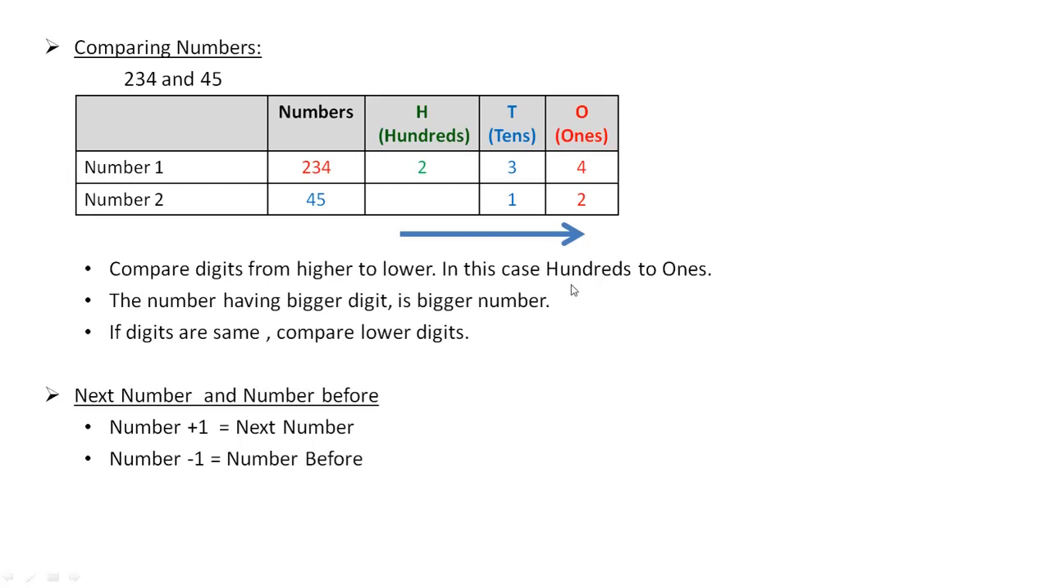Then we don't go for tens and ones, right? So the number having the bigger digit is the bigger number. If the digits are the same, compare the lower digits, right? Good. Now simple. Next number and number before.